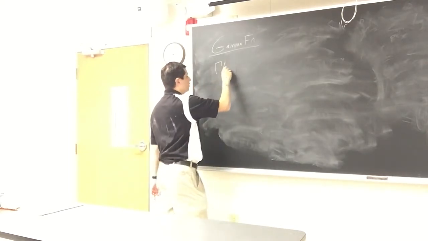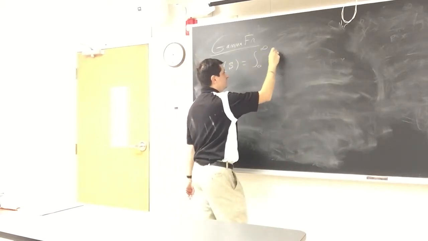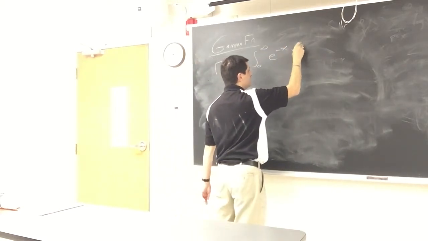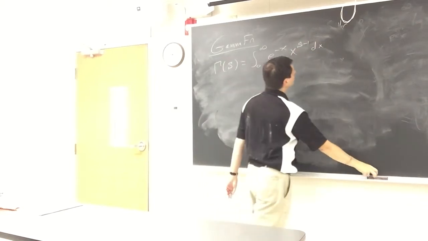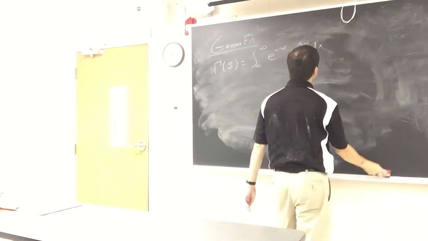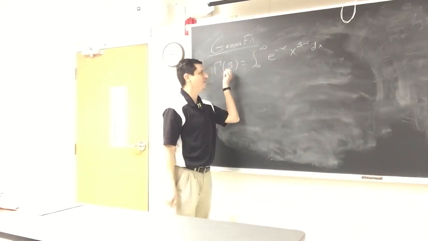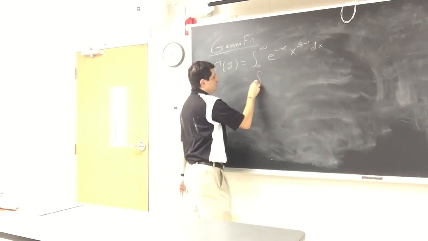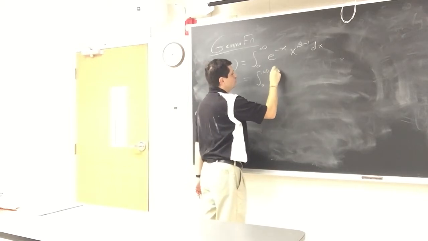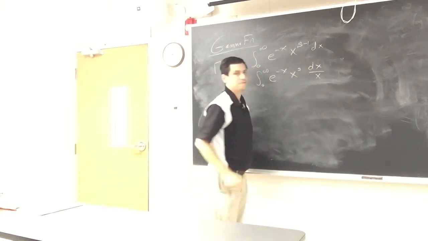So it is defined as the following. Gamma of s is equal to the integral from 0 to infinity of e to the negative x, x to the s minus 1 dx. And the first thing you should notice when you see this is the way it's defined. Why would I define it as an s here and an s minus 1 over here? So you can also write this as x to the s dx over x.